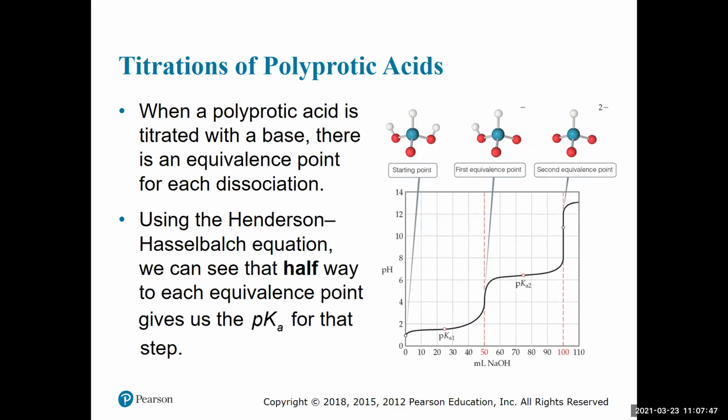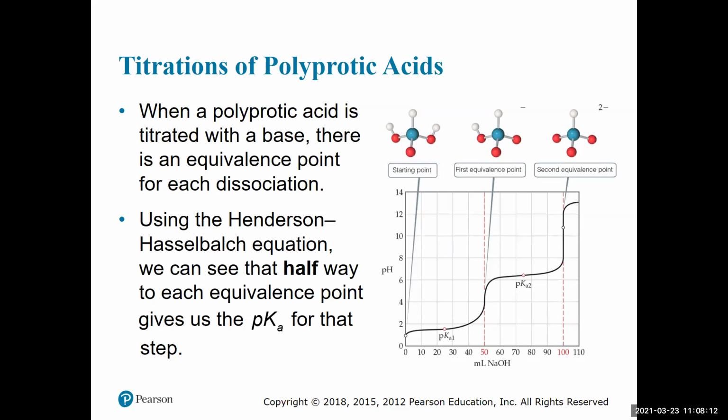Let's talk a bit about polyprotic acids. Hopefully everyone remembers what a polyprotic acid is. A polyprotic acid is an acid that has more than one proton that can be donated. Examples would be sulfuric acid, H2SO4, which has 2 of them. Another common one is phosphoric acid, H3PO4. There you have 3 protons that can be donated.